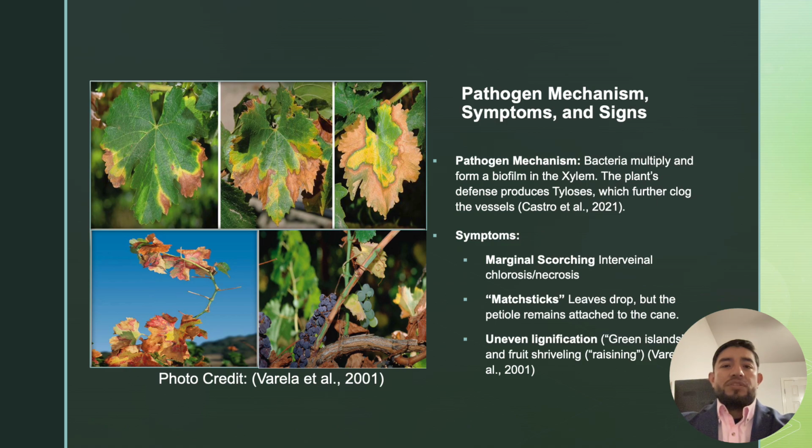In the top three images, you will see marginal scorching, where the leaf edges turn yellow or red and then die. But the most specific symptom, the one that really identifies Pierce's disease, is the matchstick symptom. As you can see in the image on the bottom left, the leaf blade falls off, but the petiole remains attached to the cane, looking like a matchstick. You might also see green islands of uneven lignification or hardening on the bark, and shriveled fruit clusters, known as raisining. You can clearly see the symptoms on the bottom right image.